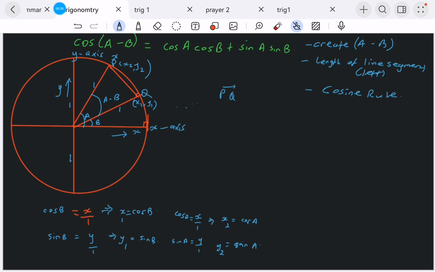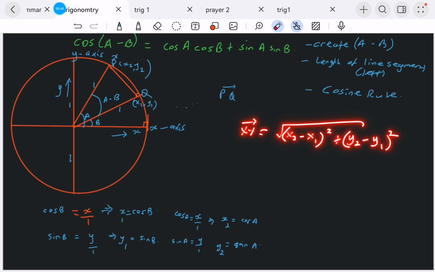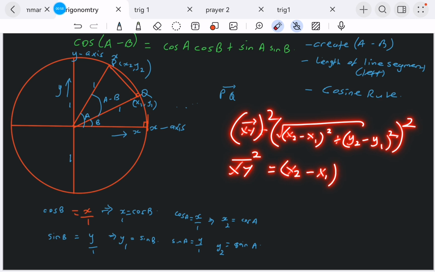Okay, so I just want to make a quick recap. If we want to find the length of a segment, maybe let's say xy, this is going to be the square root of (x2 minus x1) squared plus (y2 minus y1) squared, right? And so if we square both sides, we're going to remain with xy squared is equal to (x2 minus x1) squared plus (y2 minus y1) squared.